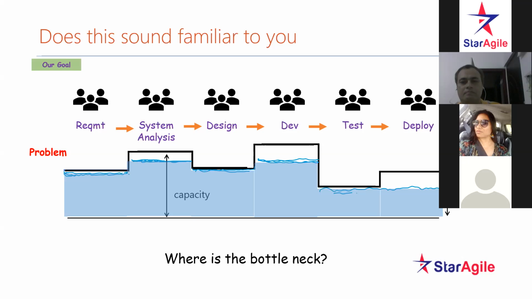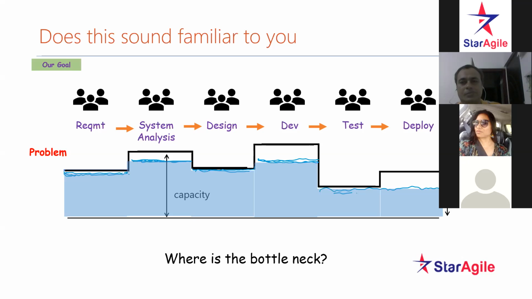Because I think at the testing stage, something is wrong. There is nothing wrong in this testing stage. Actually, the capacity of the testing stage is how much? Lesser than the deploy stage. And development capacity is more than the testing stage. Correct? How are our teams?